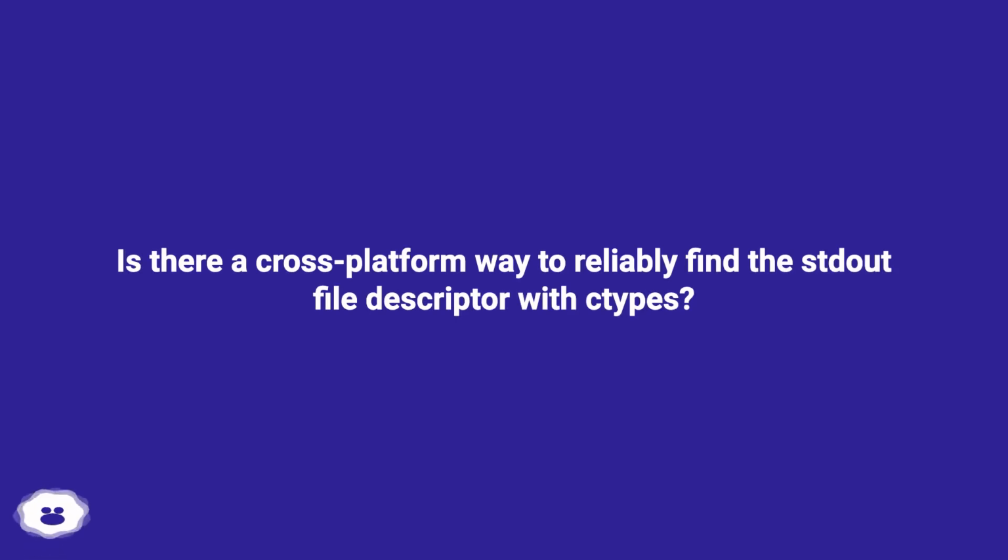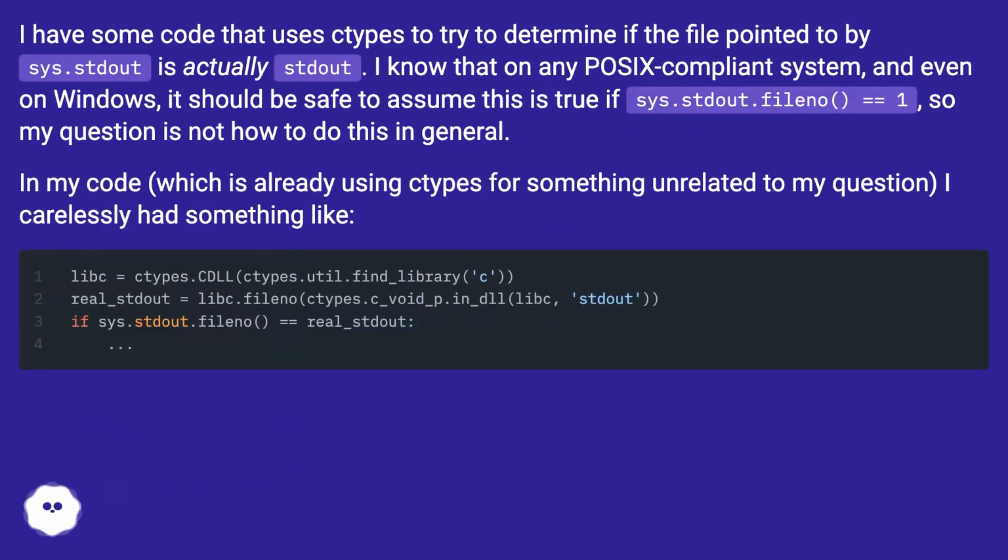Is there a cross-platform way to reliably find the stdout file descriptor with ctypes? I have some code that uses ctypes to try to determine if the file pointed to by sys.stdout is actually stdout. I know that on any POSIX compliant system, and even on Windows, it should be safe to assume this is true if sys.stdout.fileno() == 1.